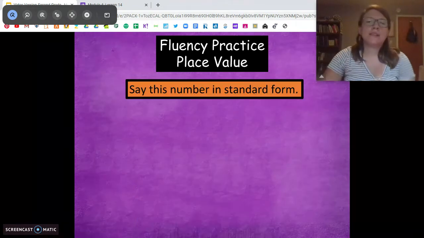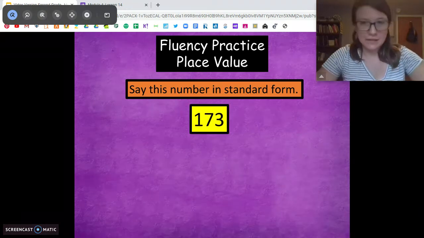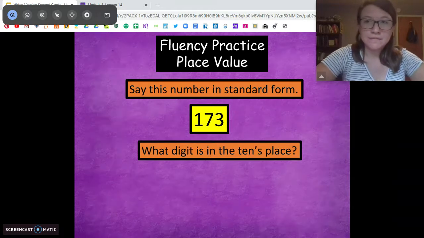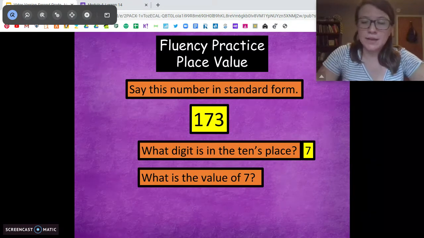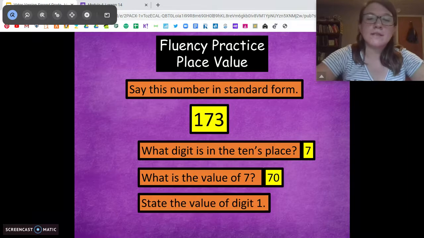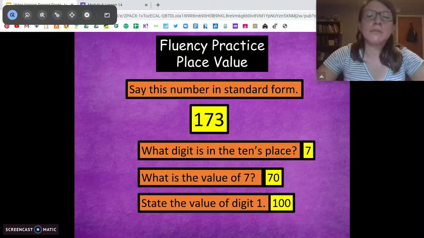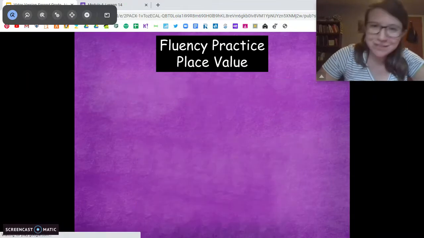Awesome. Let's do another one. Tell me this number in standard form. 173. Excellent. What digit is in the tens place? 7. Very good. What's the value of the 7? How much is that 7 representing? It's in the tens place, so it's representing 70. What's the value of the 1? Look at its place. 100. Perfect. And the value of the 3? Just 3. Excellent job.